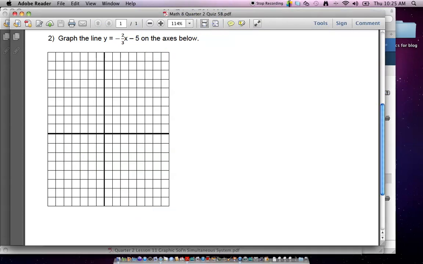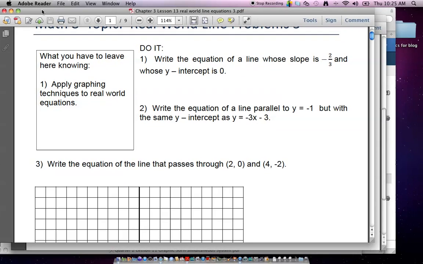Okay, let's see here. Let's talk about today's lesson. Now, I just said to you before that the next quiz is going to look a lot like today's Do It. So if you got this Do It completely right, man, you're in great shape for the next quiz. I think the next quiz is going to have 4 questions. I think 3 of them are going to be like these Do It questions, and then there'll be 1 additional question. Okay? Write the equation of a line whose slope is negative 2/3 and whose y-intercept is 0.